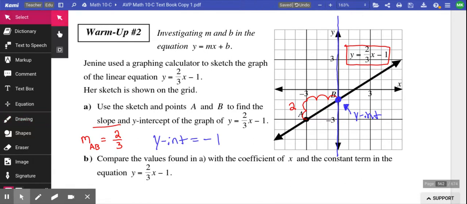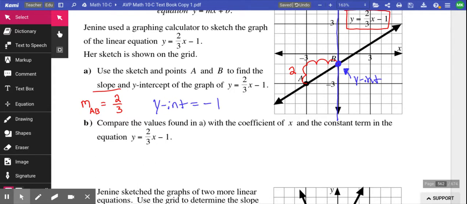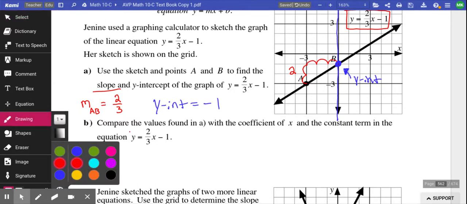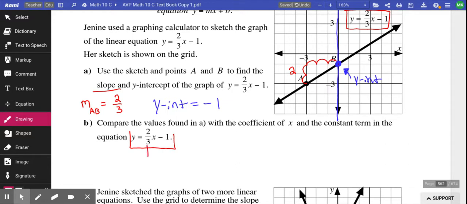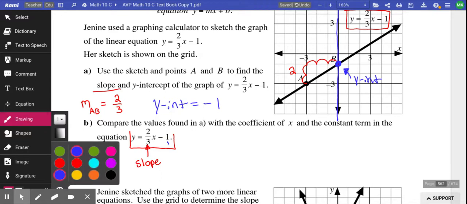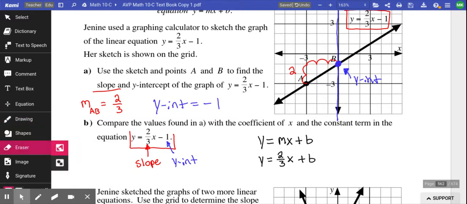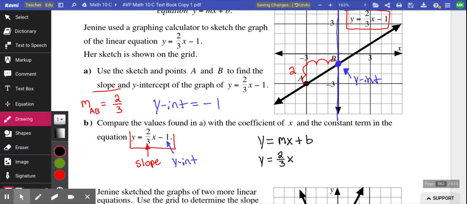Cool. Those values we just found, when we look at the equation, you'll notice they show up. So that's my equation. Look at this. That's my slope value. And that is my y-intercept value. And that's not a coincidence. So whenever you have an equation that creates a straight line, it's going to look like this. y equals mx plus b. This follows that. Right? 2 over 3x plus b, minus 1. That followed that formula.